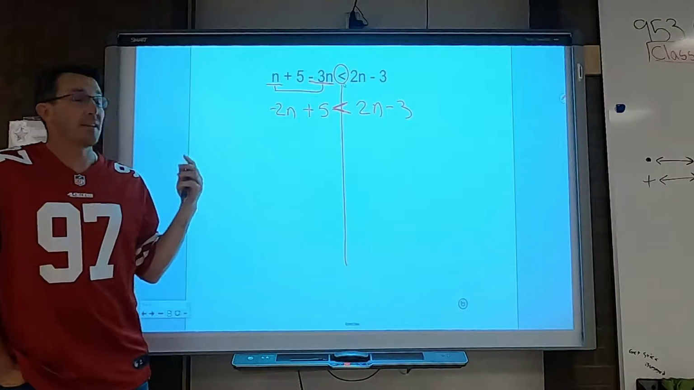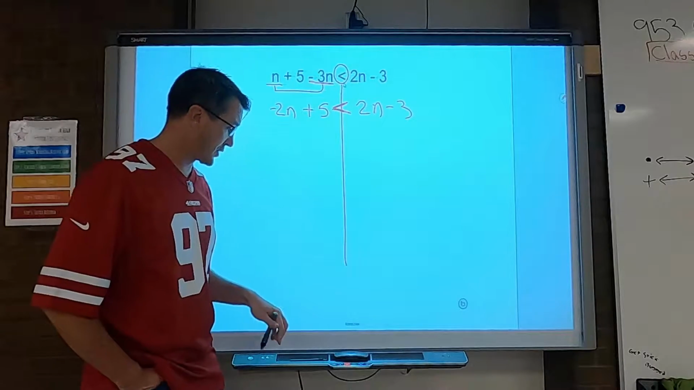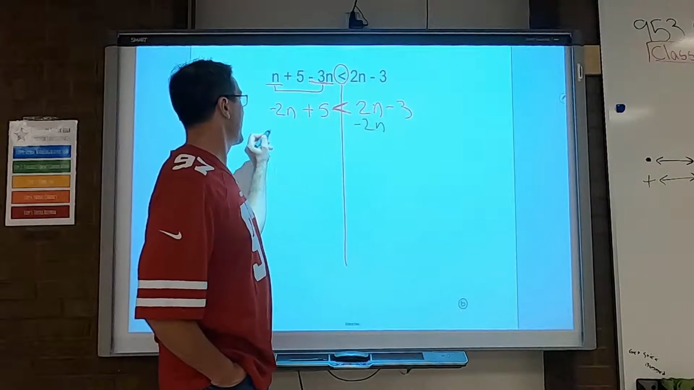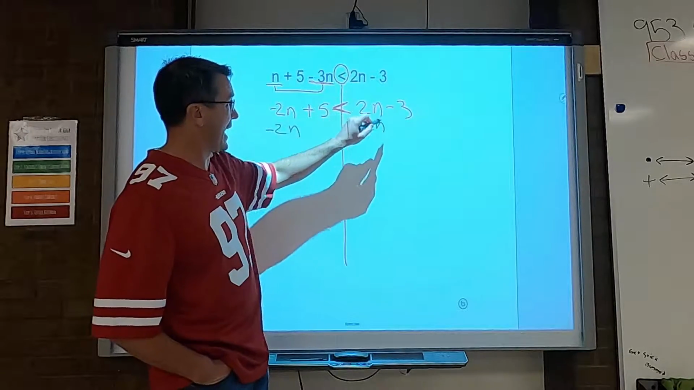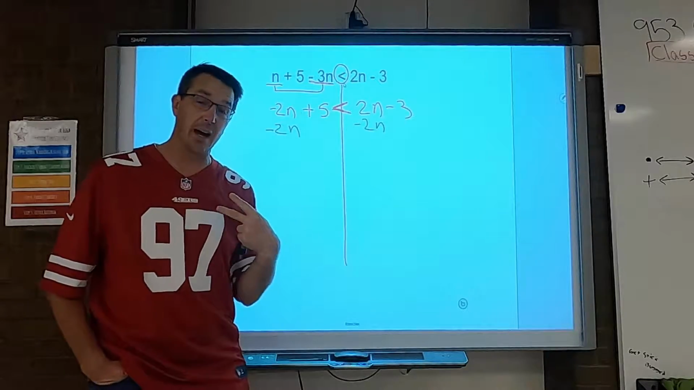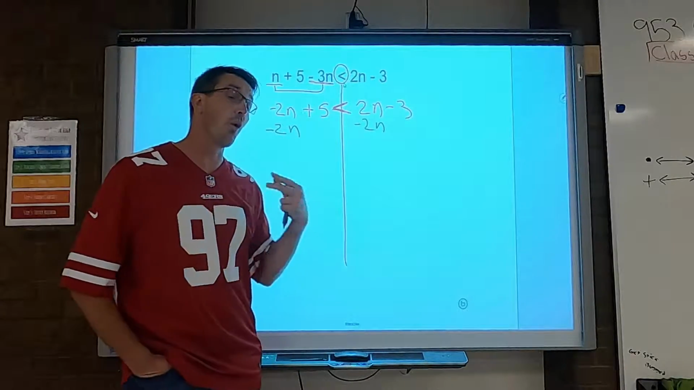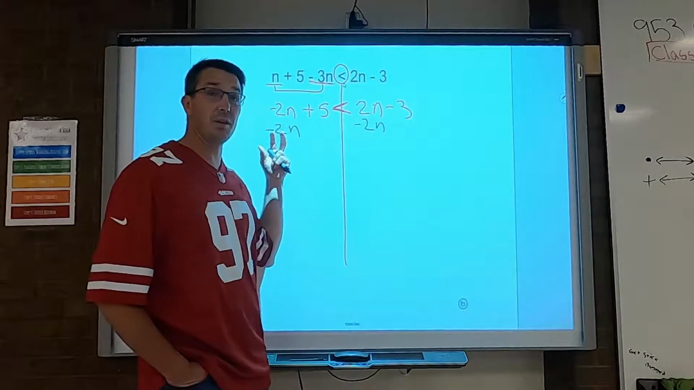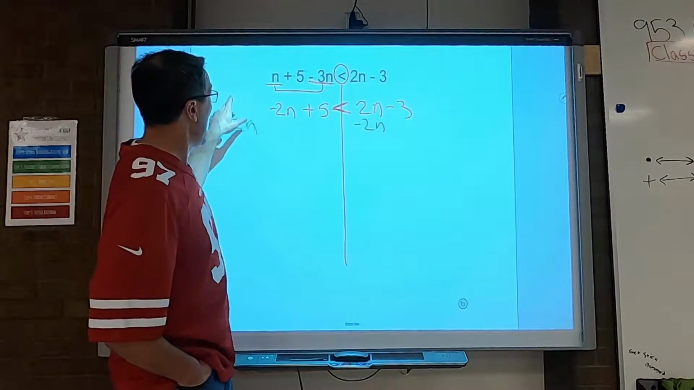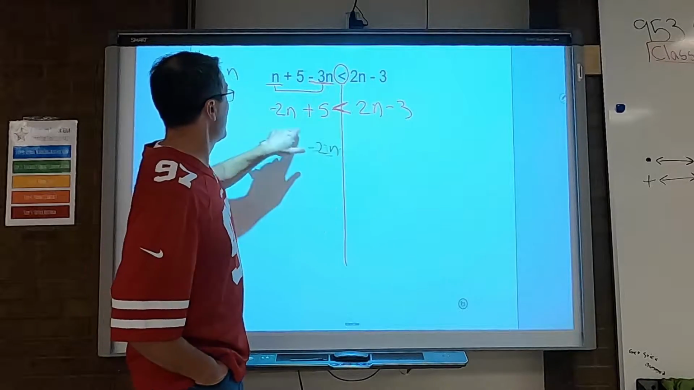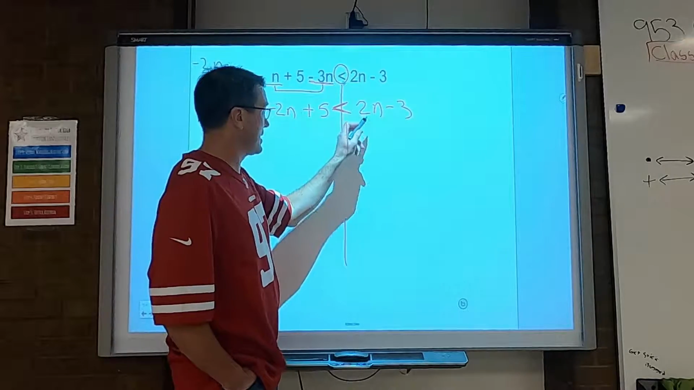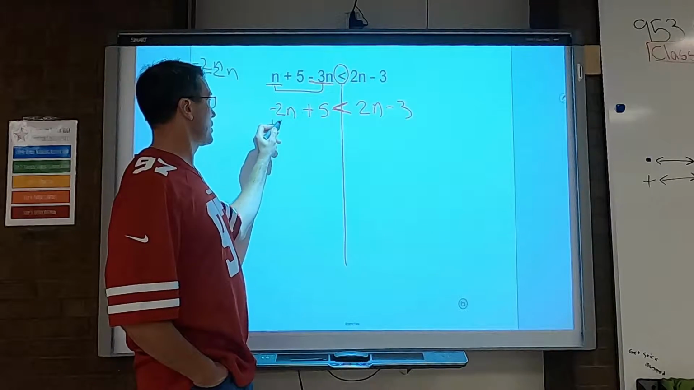Now, I have 2n on both sides, and this is where stuff gets tricky, right? If I subtract 2n from both sides, that would get rid of that n, but I would end up with a negative coefficient. And remember, when I divide, I'm going to have to flip that sign. So I'm going to try to avoid having negative coefficients. The way I can avoid that is, instead of subtracting 2n, I'm going to add 2n to get rid of this side.